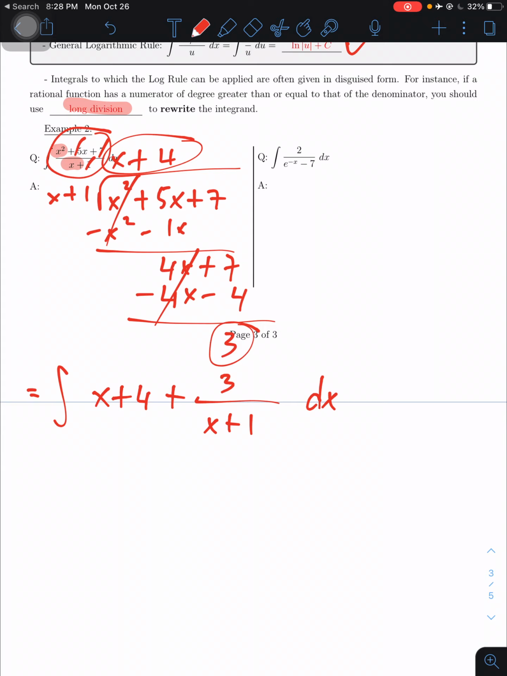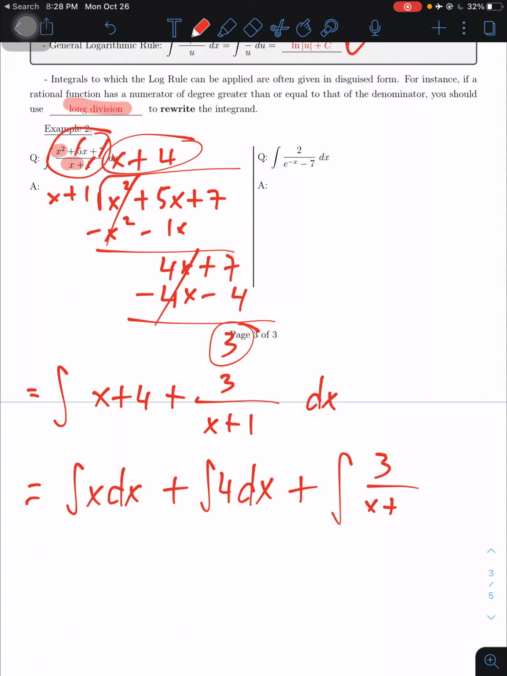So now when you get to this one, it's pretty much easy. Well, first of all, we're going to use the sum and difference rule in here to separate them out. So we're going to have the integral of x dx, that's the first term, and an integral of 4 dx, that's the second term. And then as for the last term, we have 3 divided by x plus 1 dx, right?